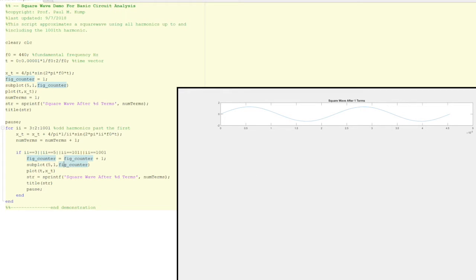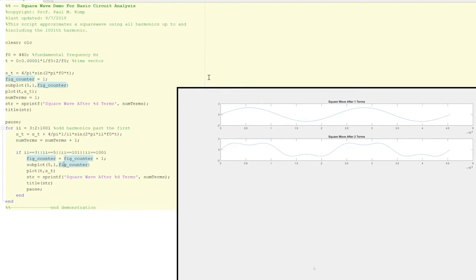So here you see a second sinusoid superimposed on the first sinusoid. The second sinusoid is smaller in amplitude and has a larger frequency.